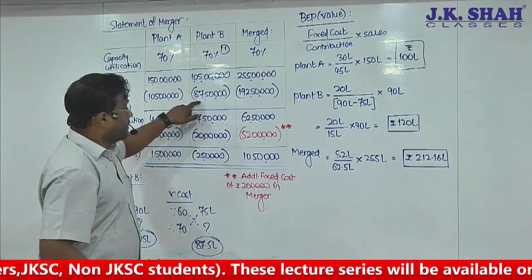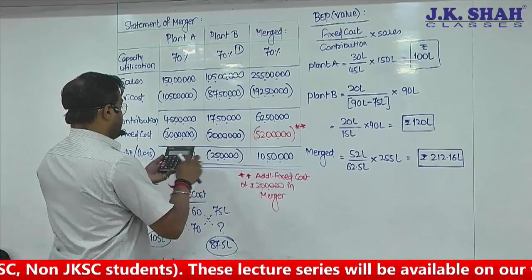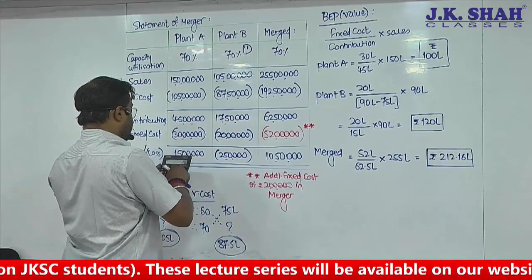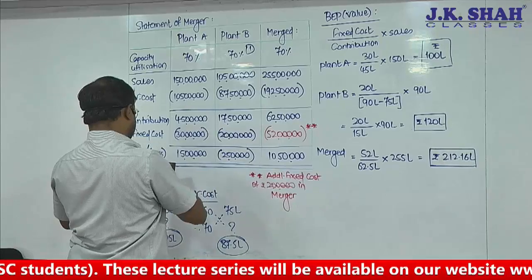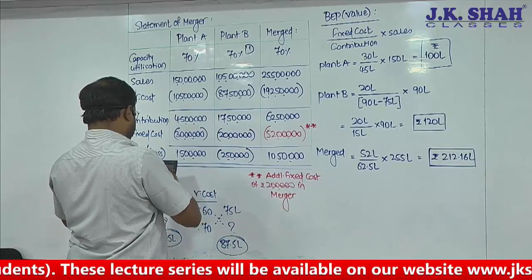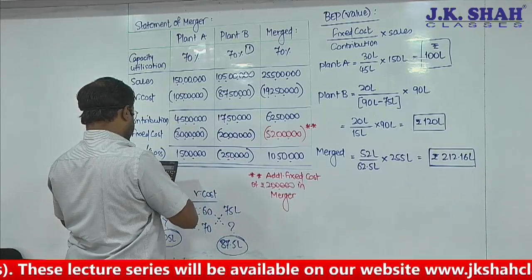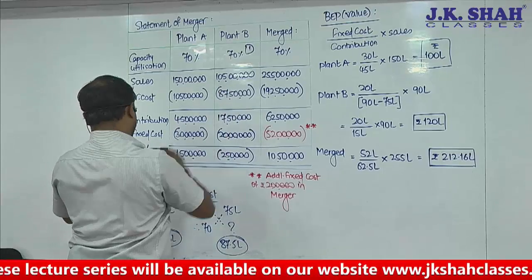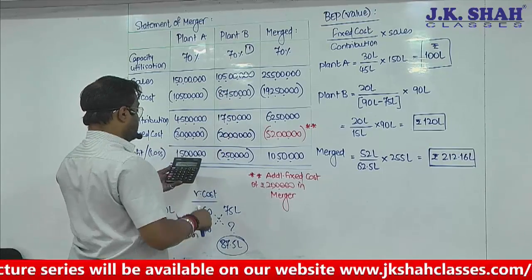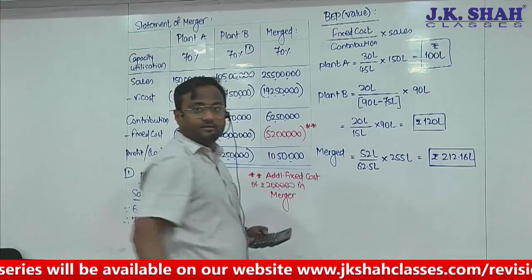Plant B. What if I go for this? 17.5 contribution. So 20 lakhs divided by 17.5 into 105. You are still getting the answer as 120.